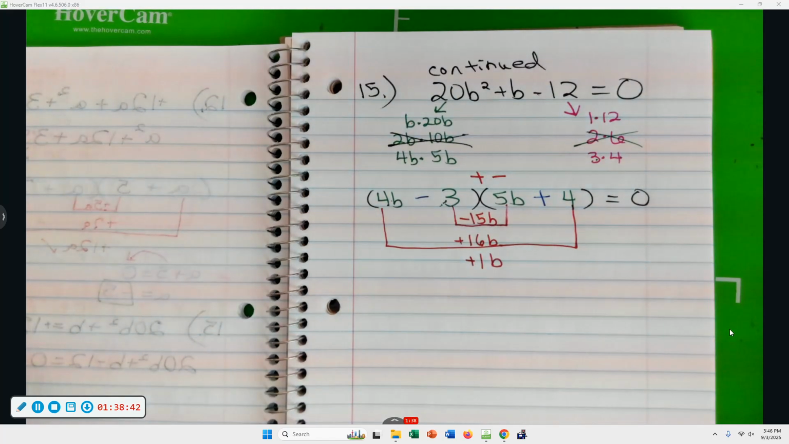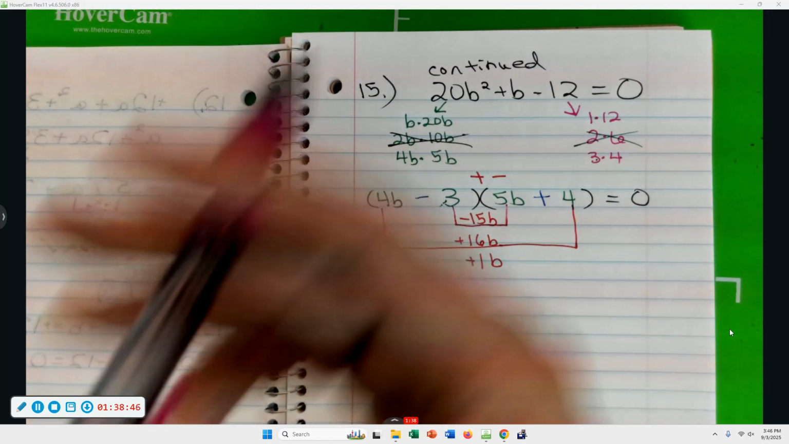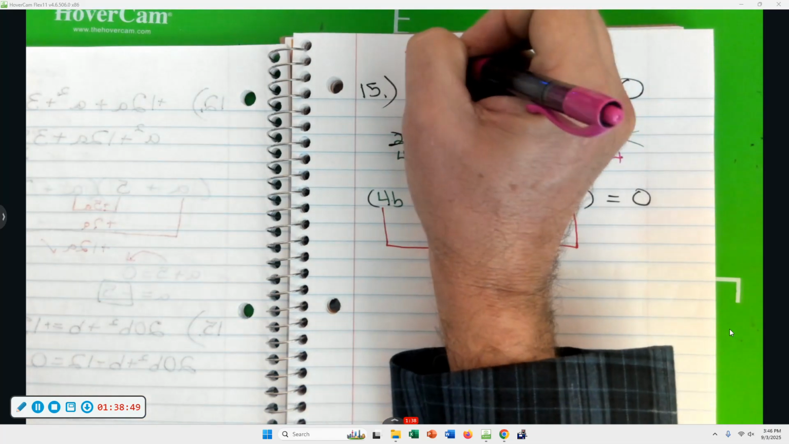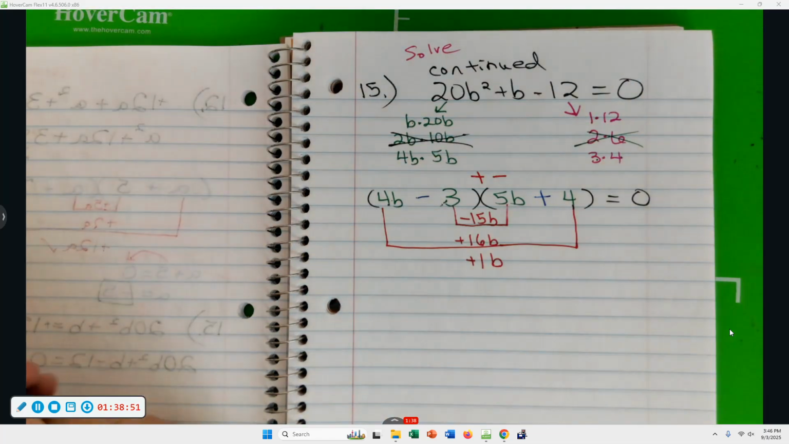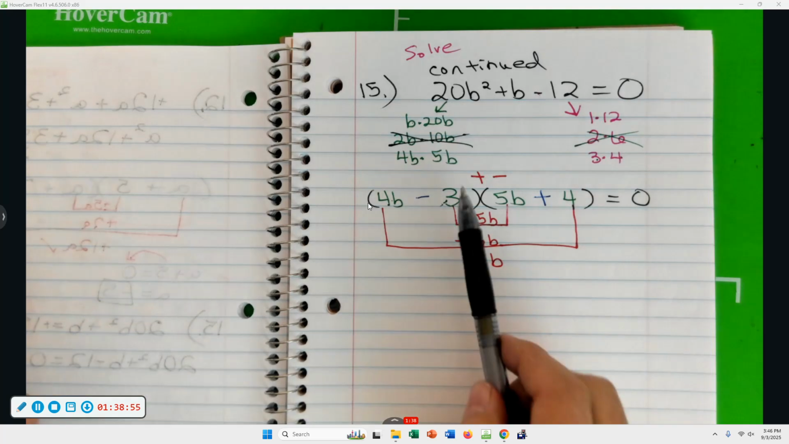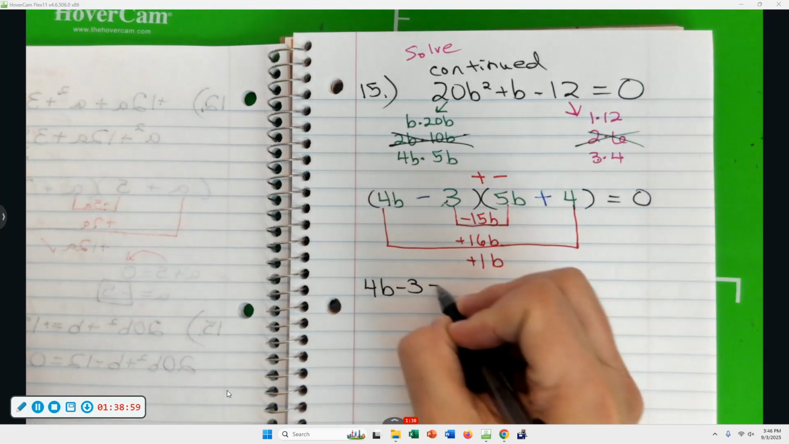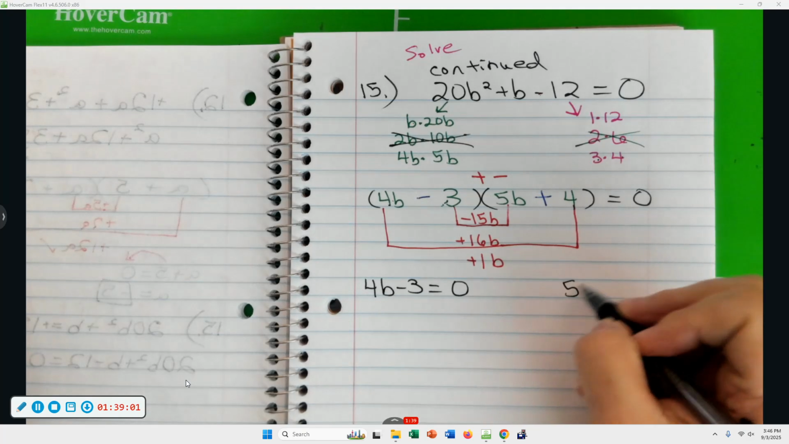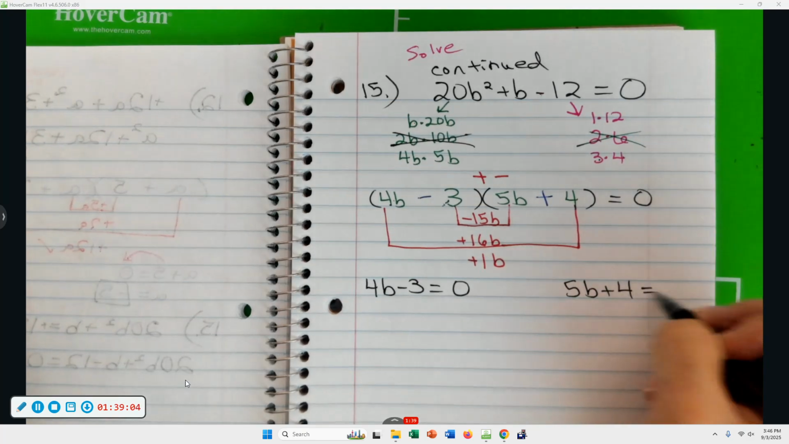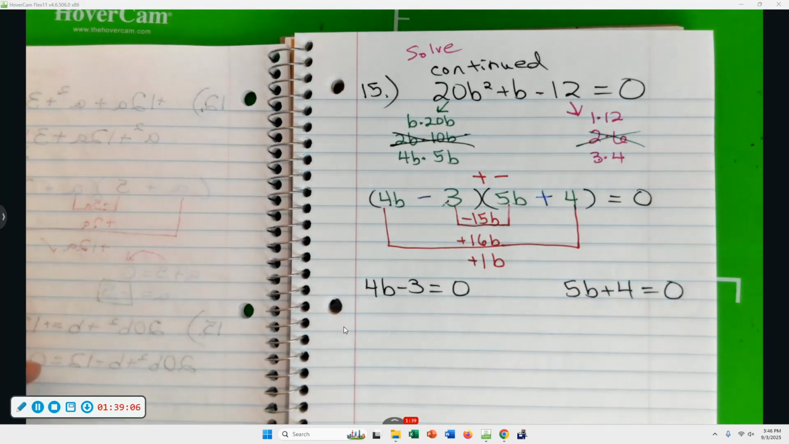So do I type that in? What have we got to do? The instruction said solve, which means I have to do what? Equal the factors to 0. Take 4b minus 3, set it equal to 0. Set 5b plus 4 equal to 0.